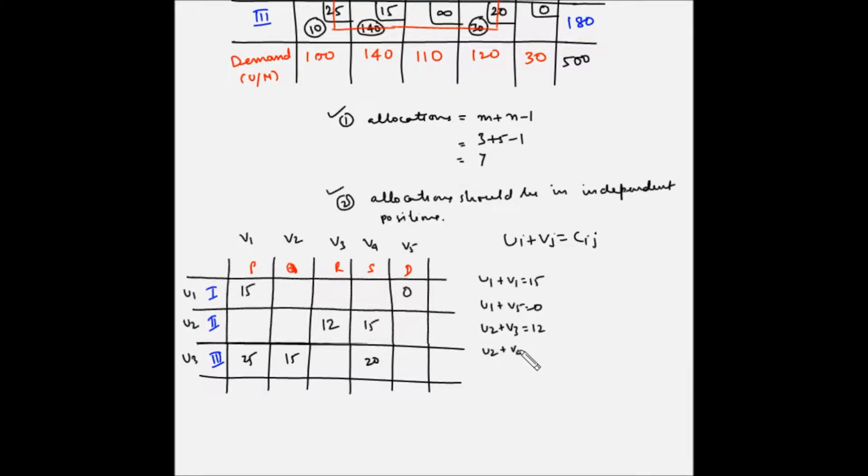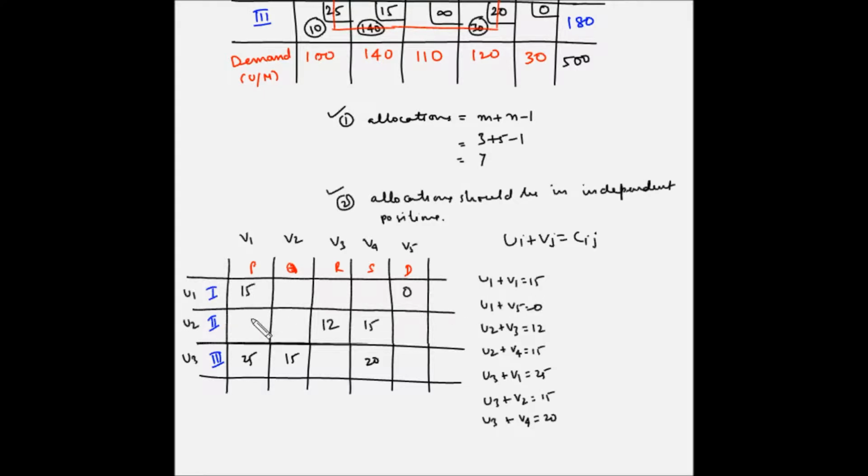u2 plus v4 is equal to 15. u3 plus v1 is equal to 25. u3 plus v2 is equal to 15, and u3 plus v4 equals 20. Now we have to find out the values of ui and vj using these equations.